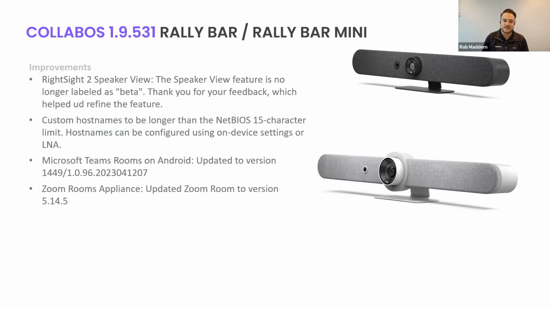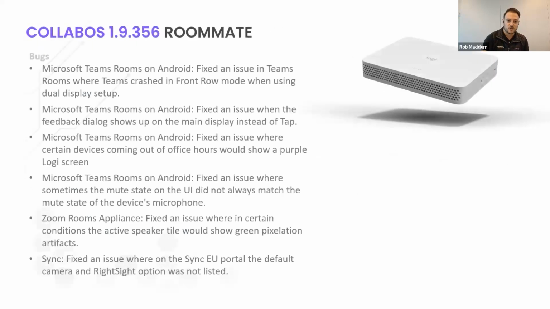You can see there we've had our Teams Rooms on Android app and Zoom Rooms app updated to the latest versions, and then also custom host names using the NetBIOS 15 character limit. We can configure that using on-device settings or under local network access. RoomMate fixed some similar issues to what we're going to see here with our Rally Bar and Rally Bar Mini, so I won't go over those again. You're going to see a lot of similarities there because those devices use the exact same chipset. So RoomMate is essentially a standalone compute from what we're going to have in Rally Bar and Rally Bar Mini.